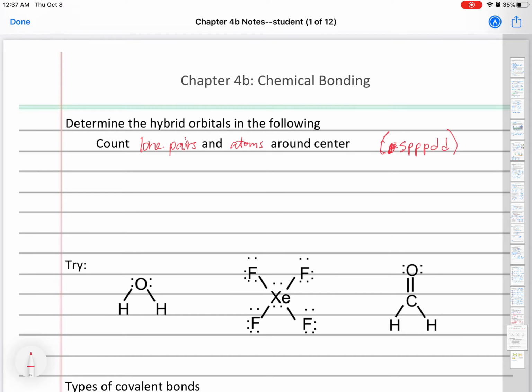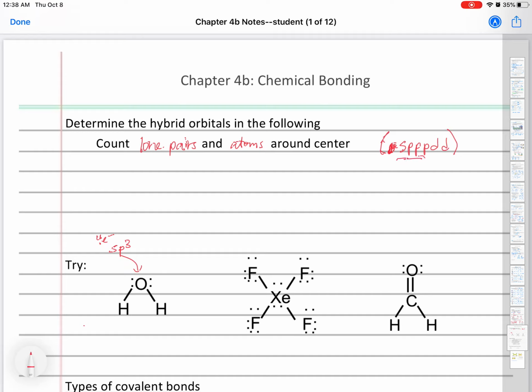Okay, so let me show some examples. So for water here, the central atom, oxygen, has 2 bond arms and 2 lone pairs. So it has 4 electron domains. All right, there's 4 electron domains, so that would be sp3.